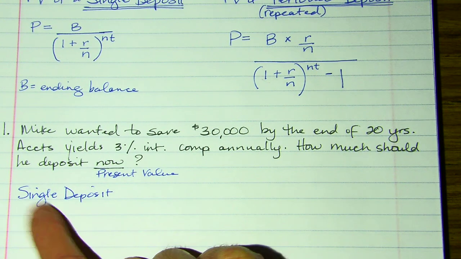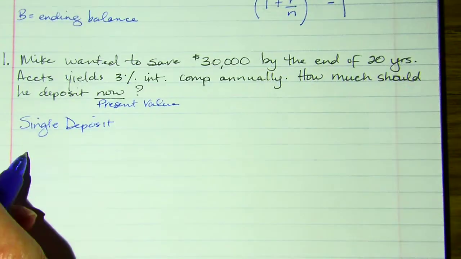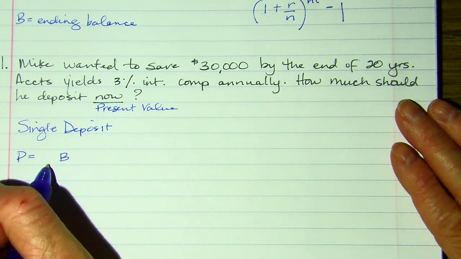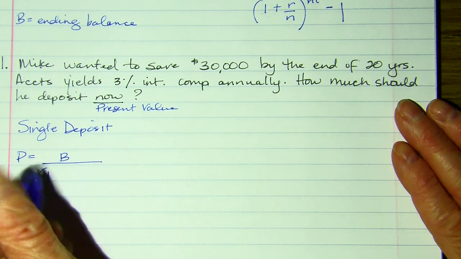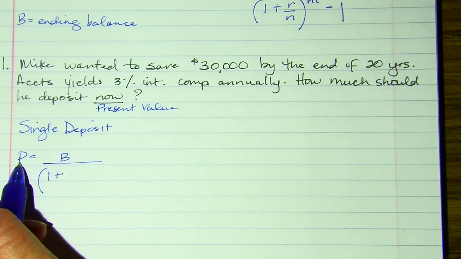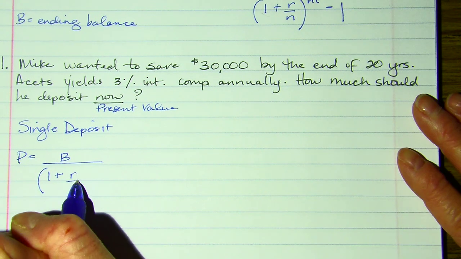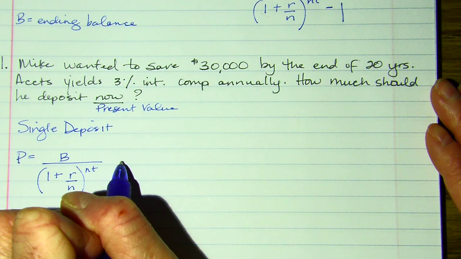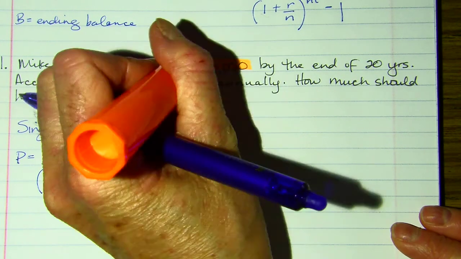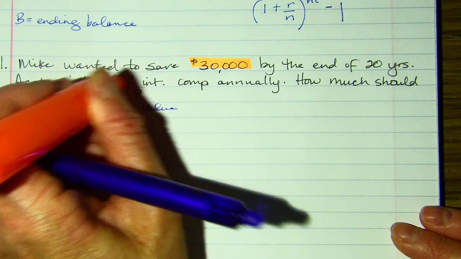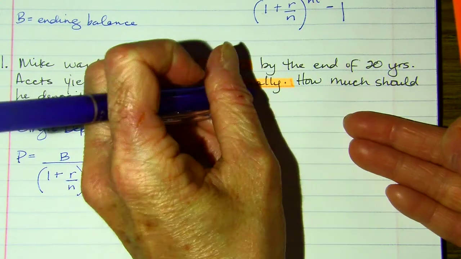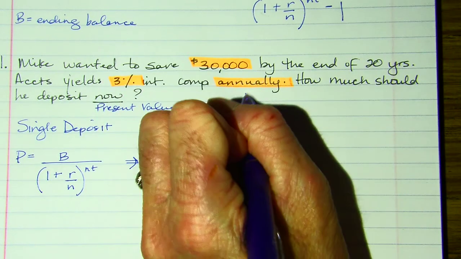So because it's a single deposit, I'm going to use the following formula that I wrote above. The present value equals our balance, which she already said, divided by that part that's usually next to the principal, right? 1 plus R divided by N to the N times T. You can think of P as principal, initial deposit, present value. So in this case, let's highlight the things that are important. There's your balance. Here's my interest. Annually, hopefully you have those memorized by now, means that N equals 1.